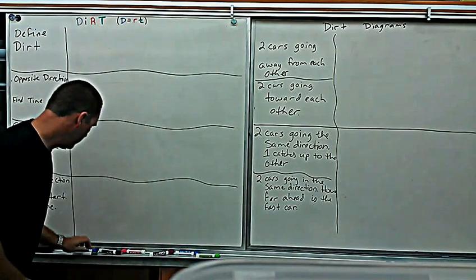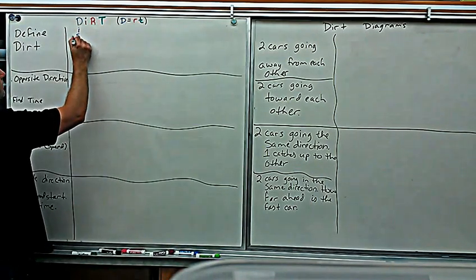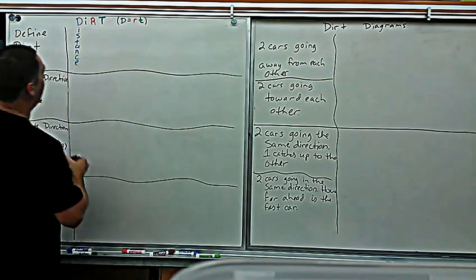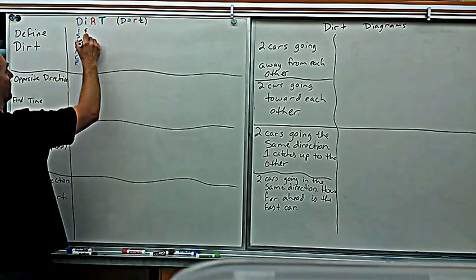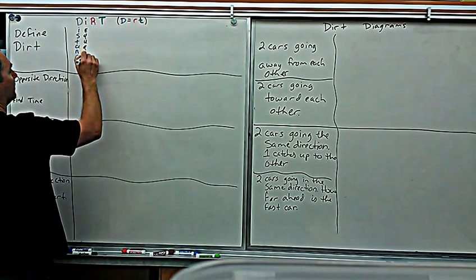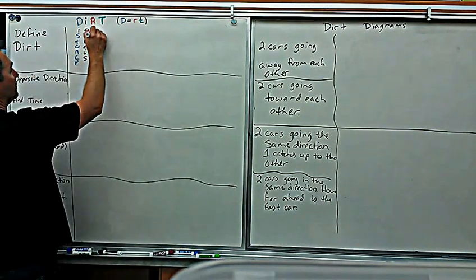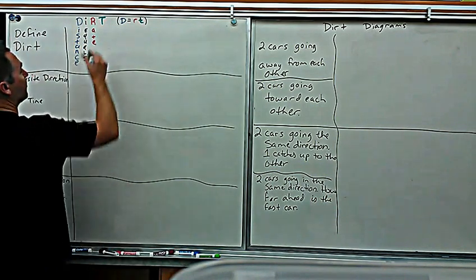And so the D stands for distance. The equals sign is the E, even though it's not spelled with an E. The R stands for rate. And T stands for time.